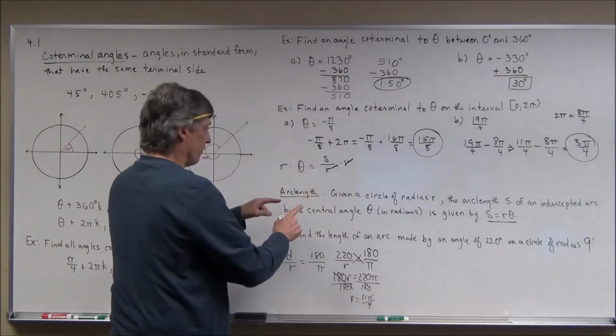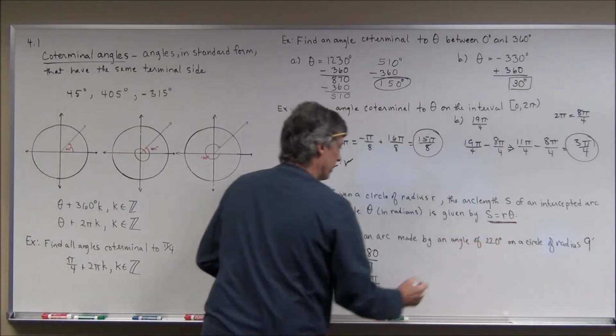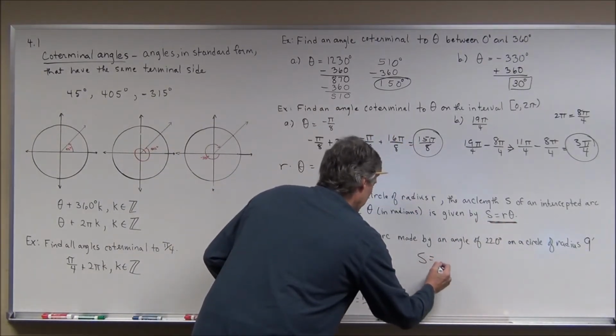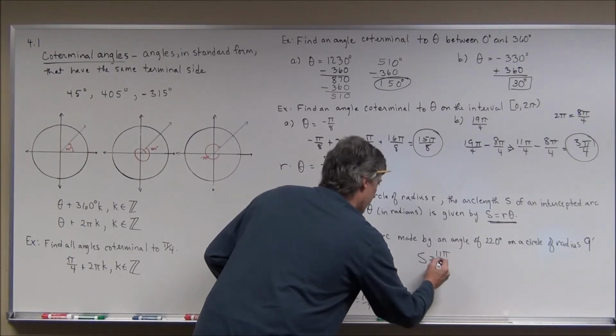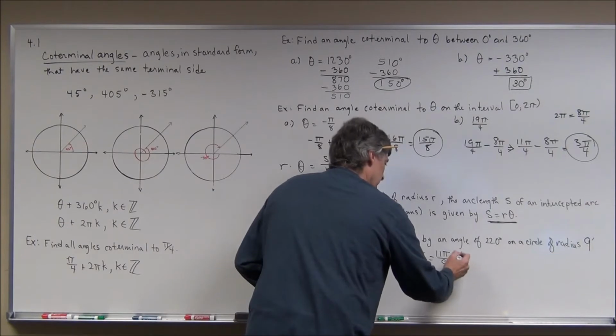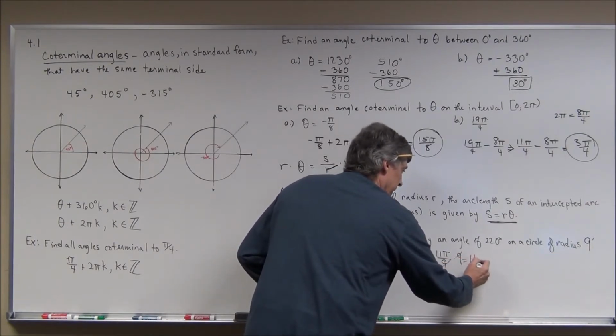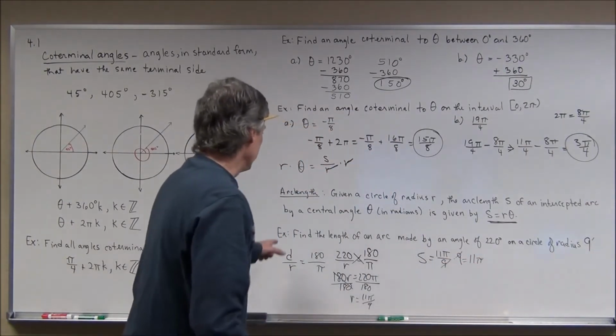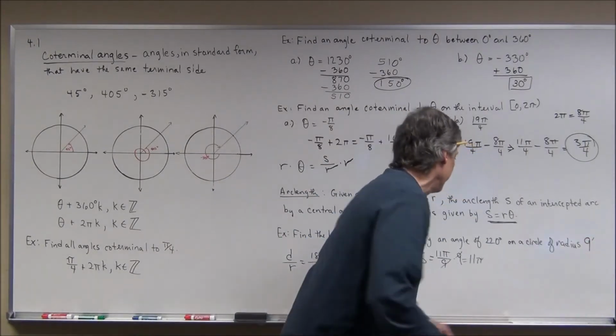Now I can go to the formula, which is underlined right here. My arc length is going to be equal to 11 pi over 9 times my radius, which happens to be 9. So that's kind of nice. This is 11 pi. And this is an arc length, and it is in feet.